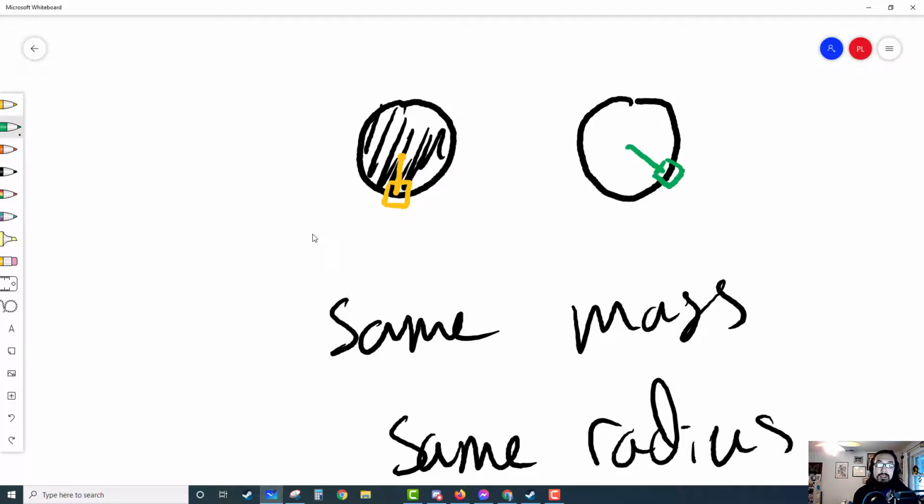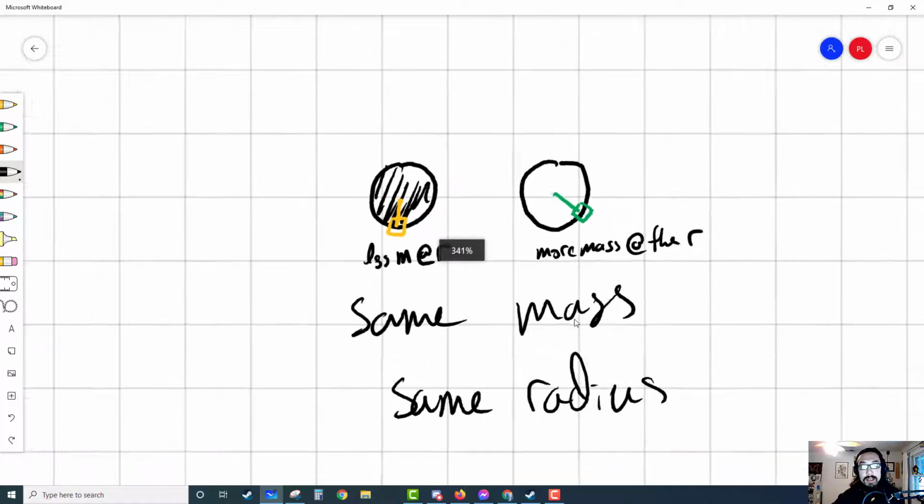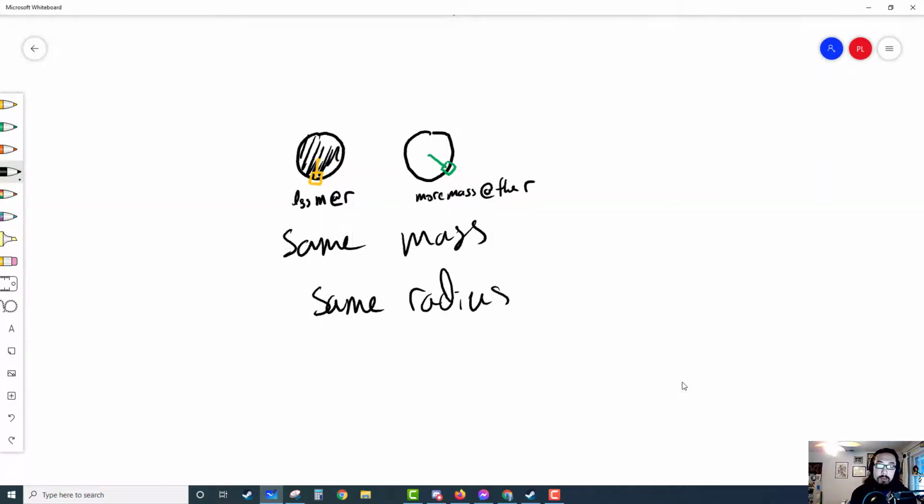Because the mass is distributed within this, there is actually less mass at the radius, versus here there is more mass at the radius. Okay, so there's a huge distinction, and so we would say that because there's more mass on the outside, this inertia is greater and this inertia is less.